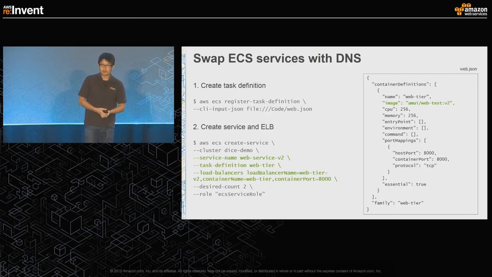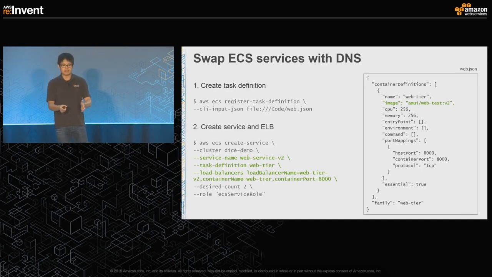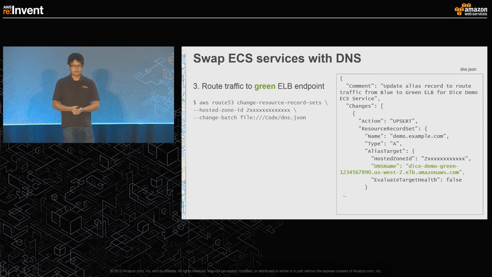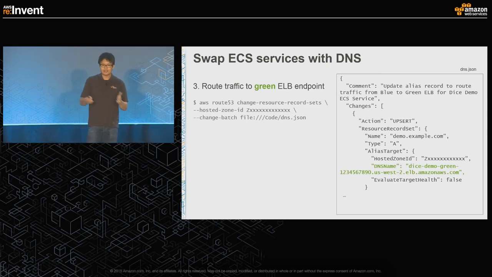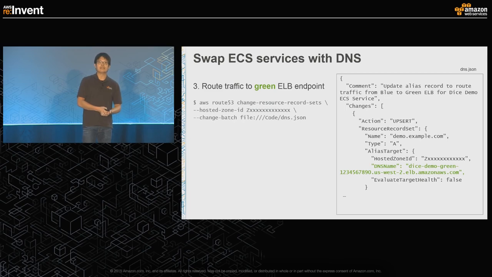In the second step, we're going to create your ECS service. And it's going to be a green ECS service, web service version 2. We're going to load in the task definition that we created just before. And we're going to reference the load balancer endpoint, specially designed for the green environment. And then the third step, we'll update the Route 53 record to update your target for your alias record to point to the green ELB.